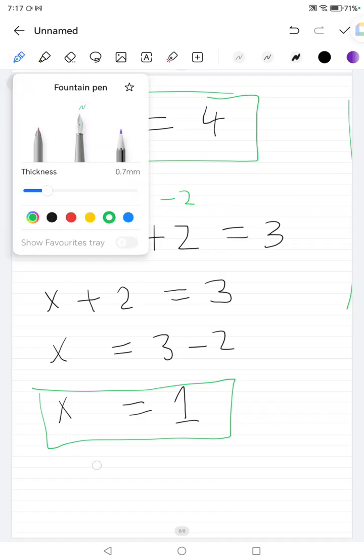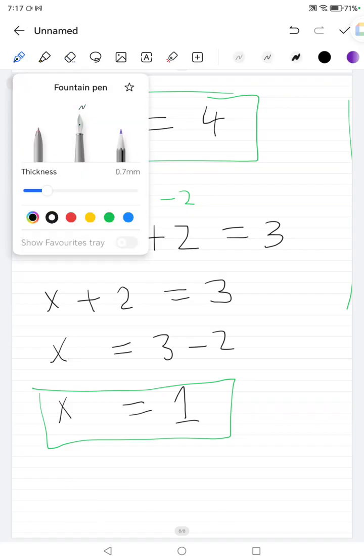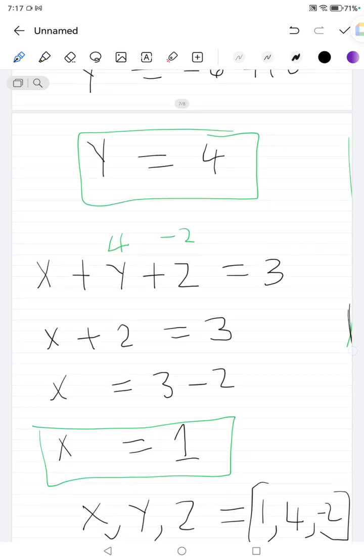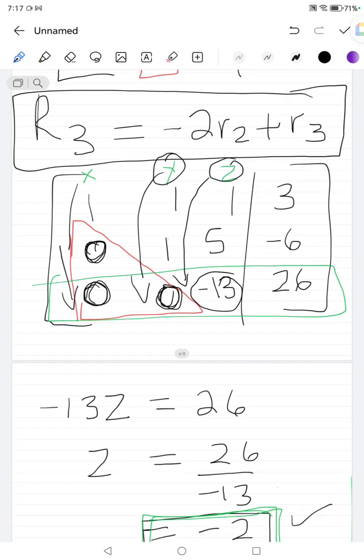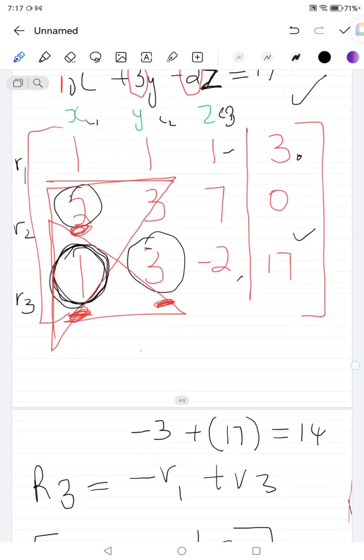So it now means you have solved it. You have your x, your y, your z. This is equal to x is 1, y is 4, and z is minus 2. These are those answers that you got. Then you get 7 marks for that one.